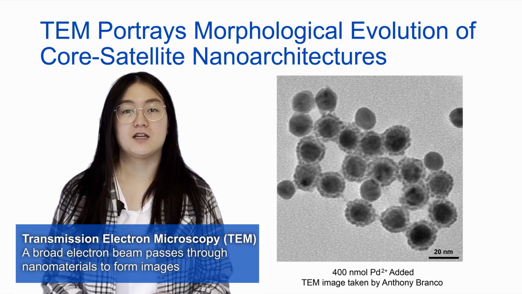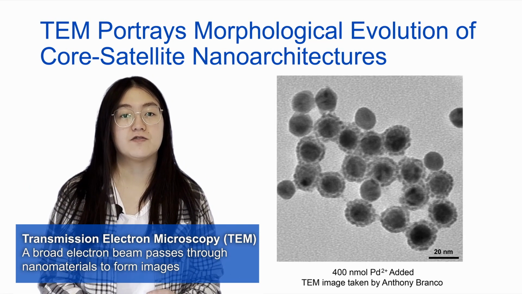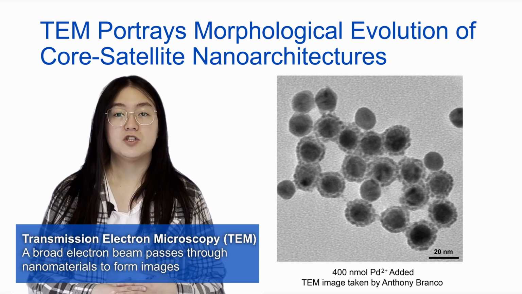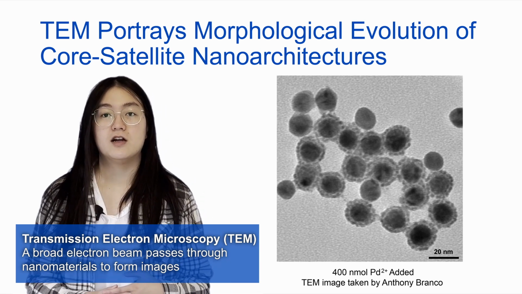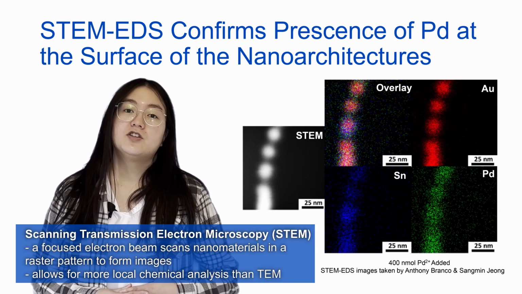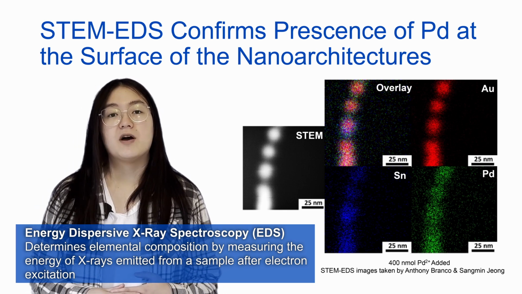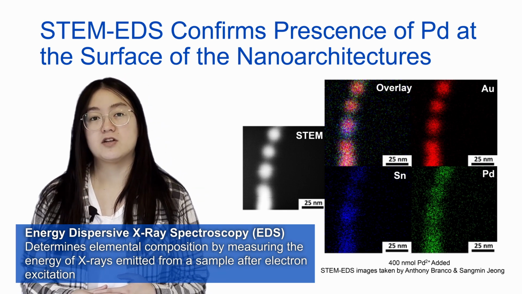Transmission electron microscopy showed how the smooth gold-tin nanospheres transformed into more rough structures, resembling a core sphere decorated with smaller spheres, presumably made of palladium based on their lighter color and palladium's lower atomic mass. Energy dispersive X-ray spectroscopy was then used to map each element's location. There was a high amount of gold at the center, with palladium and tin more abundant near the surface.